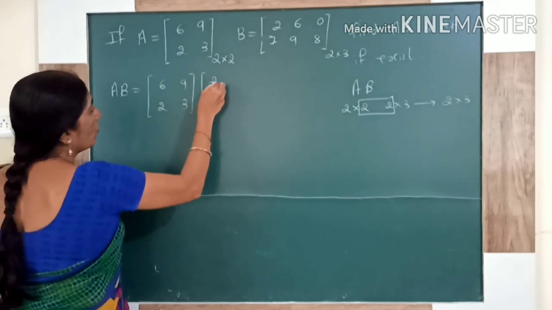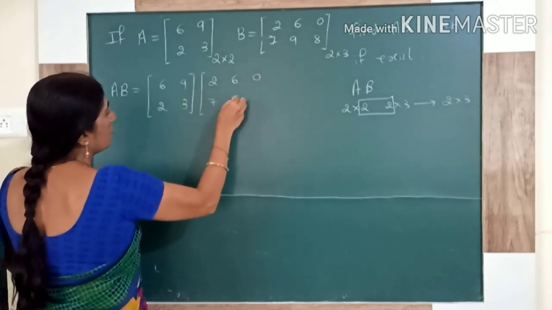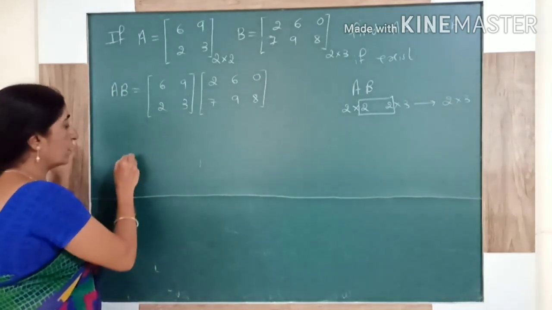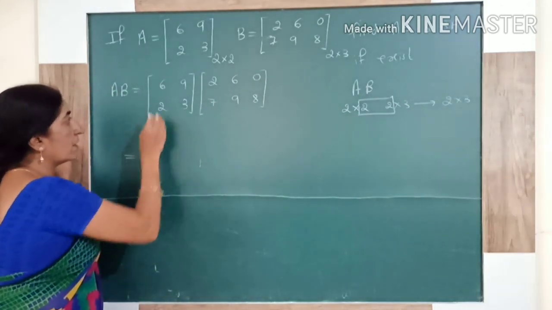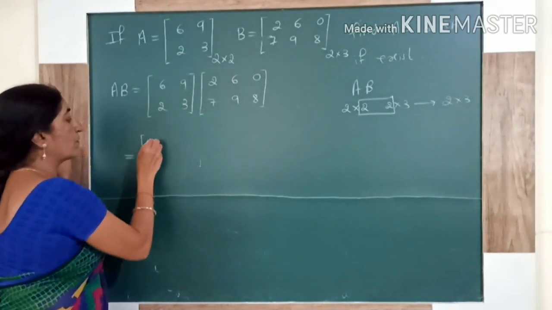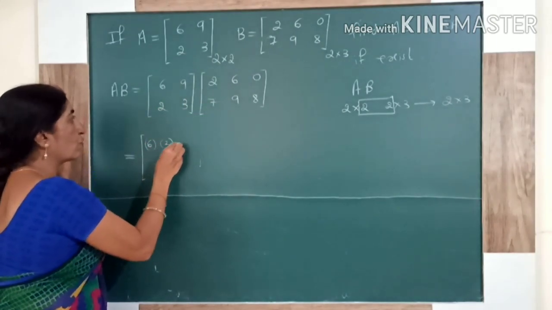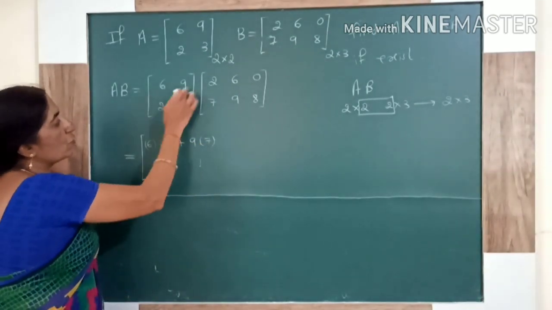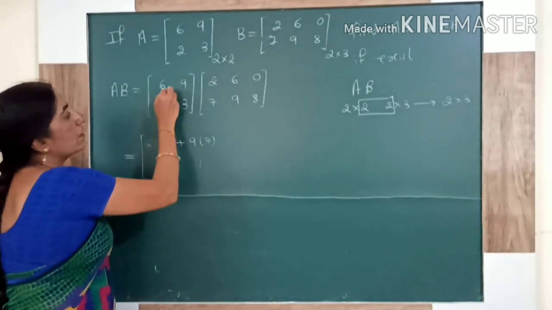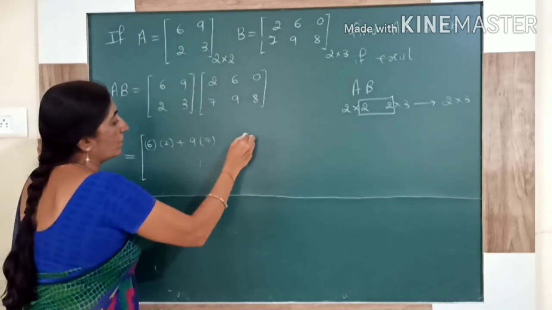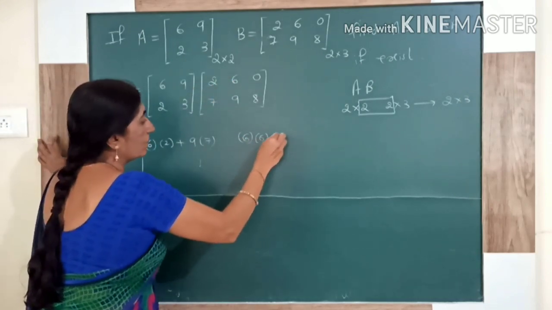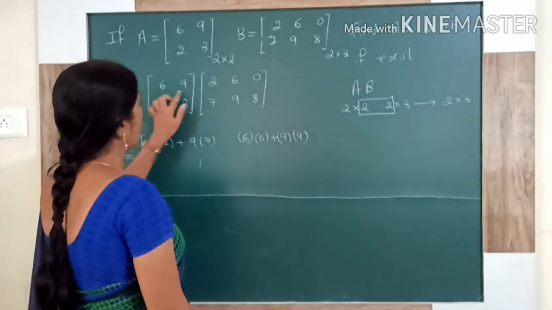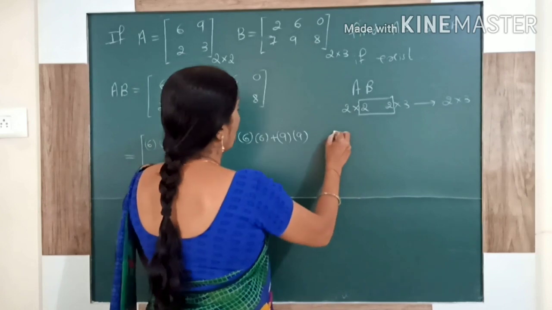For that you have to rewrite the matrices like this. After that we are multiplying. So how are you multiplying? First row with first column: 6 into 2 plus 9 into 7. Then first row with second column. There we have to multiply the corresponding elements. Then first row with third column.